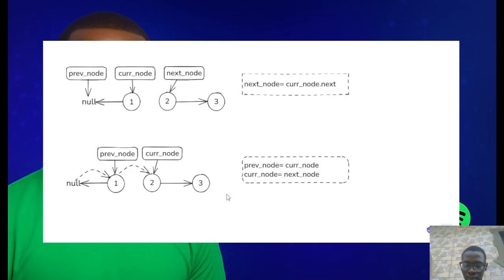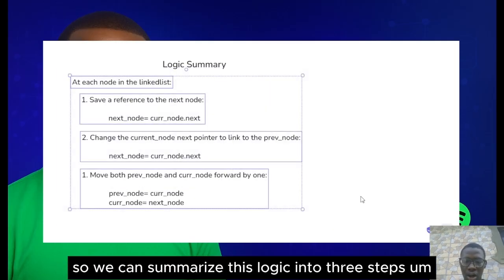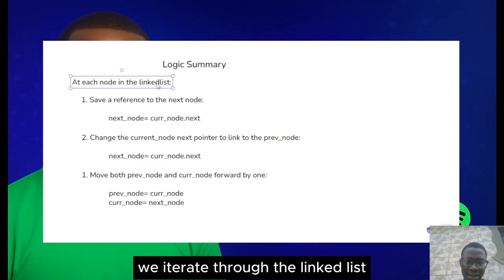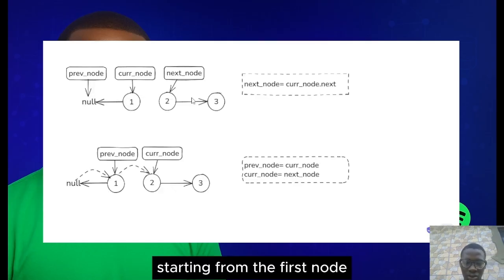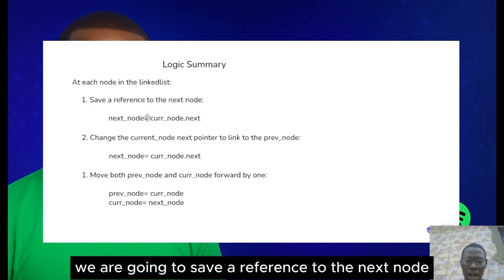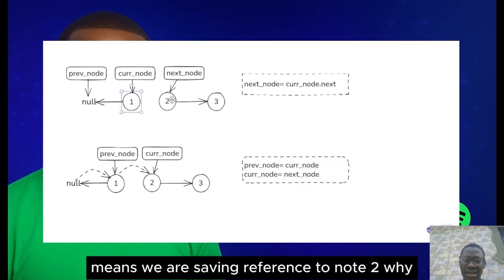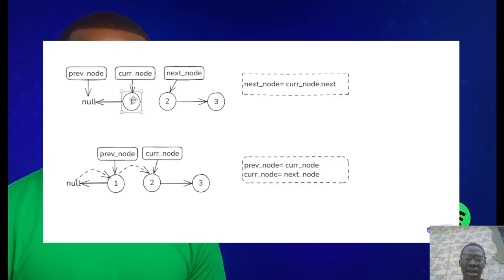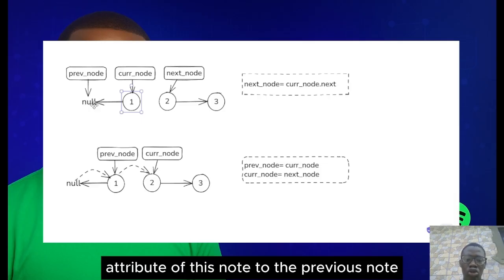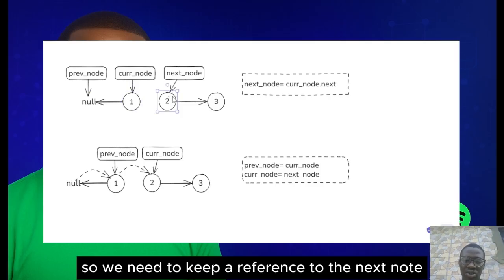So we can summarize this logic into 3 steps. We iterate through the linked list, and at each node, starting from the first node, which is the head node, node 1, we are going to save a reference to the next node. So saving a reference to the next node means we are saving a reference to node 2. Why? Because we are about to change the next attribute of this node to the previous node. You understand? So we need to keep a reference to the next node.